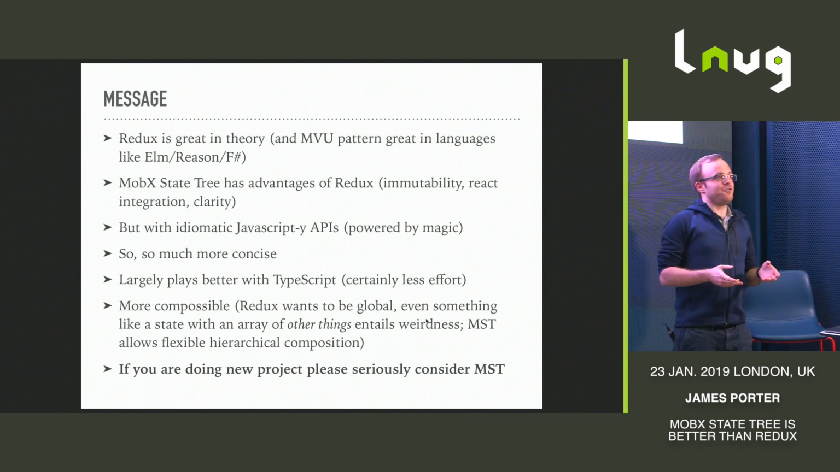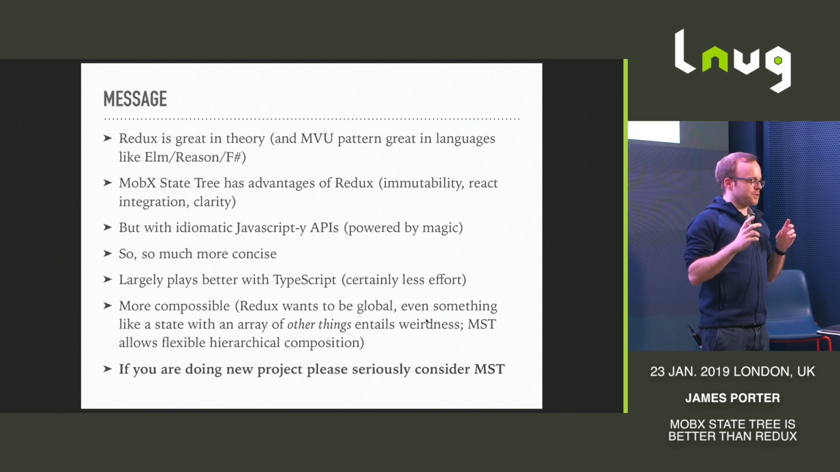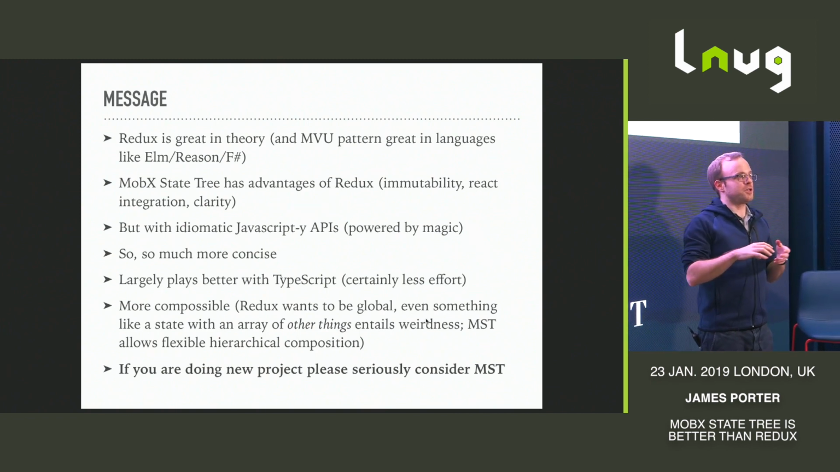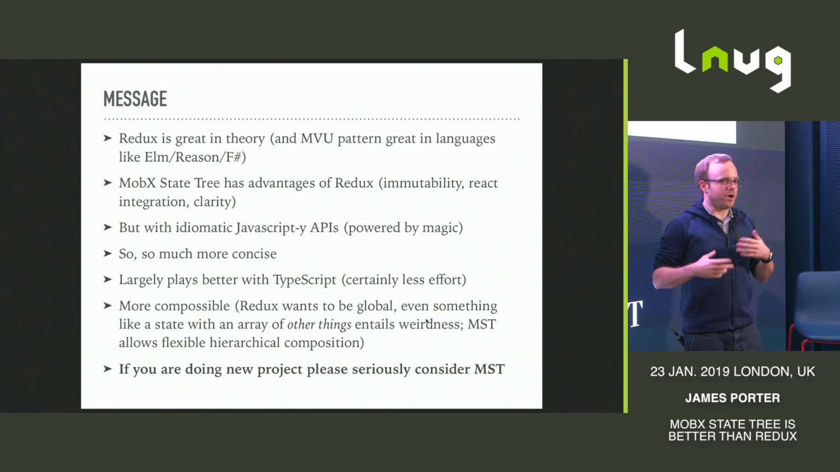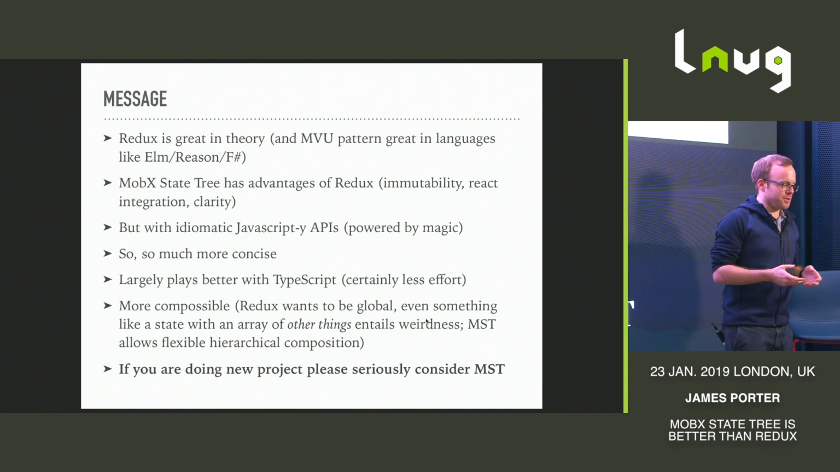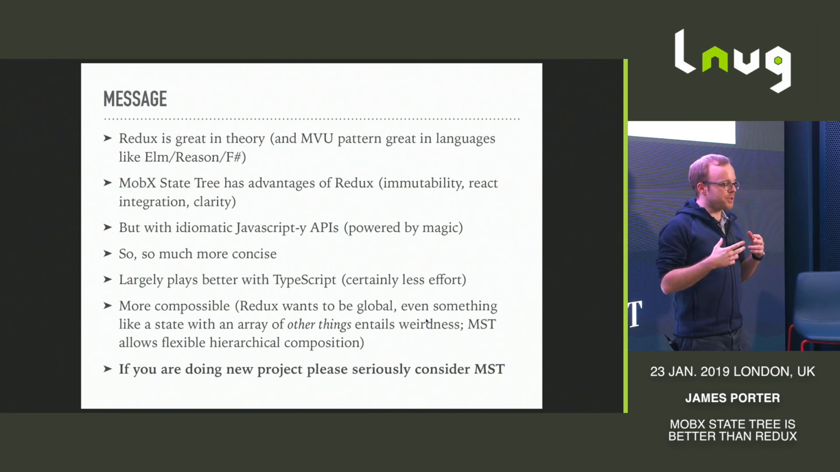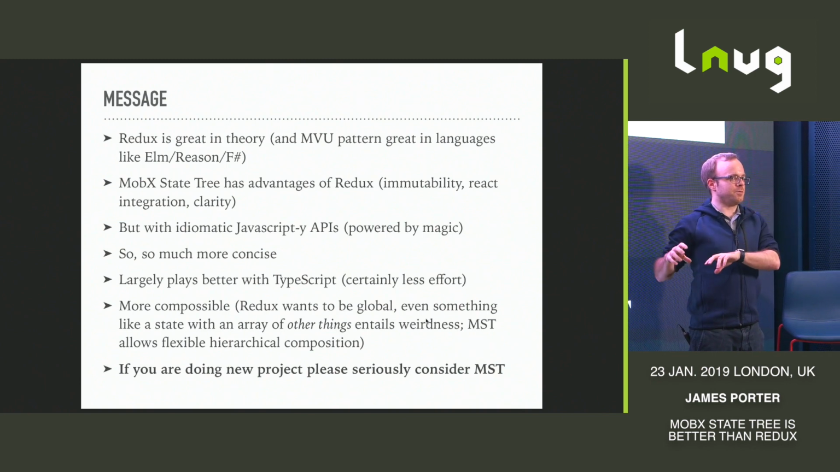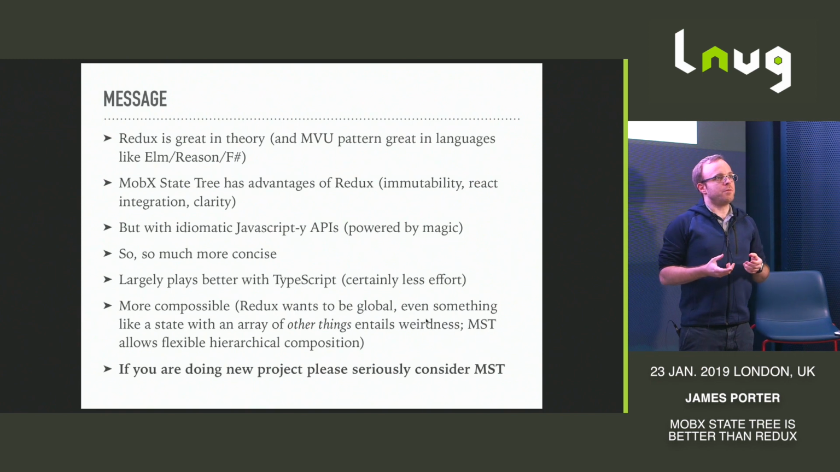But there is an alternative, which is what I want to talk about, MobX State Tree. It has the advantages of Redux, but it is so much more concise. It is so much more idiomatic. It feels like you're actually writing JavaScript, not trying to emulate features of Elm or F# in JavaScript. It plays generally better with TypeScript. It is certainly a lot less effort. You don't have to write out a whole bunch of extra types for your actions, for example. It's also much more composable.